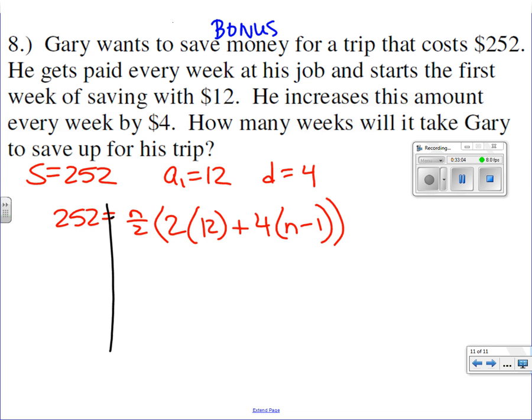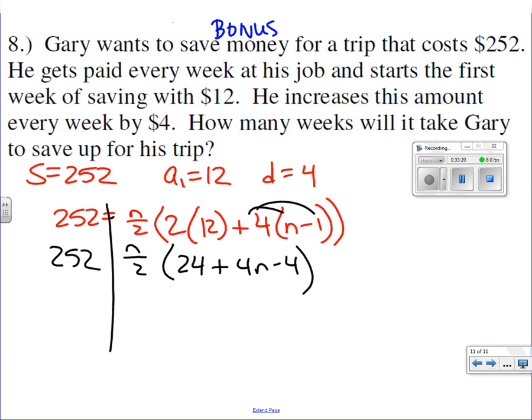Okay. All right. What can I do, anybody, to make my life easier? 2 times 12. Okay, what else? Distribute. Okay, yes, that is what you're going to want to do next. You're going to want to get rid of this divide by 2, which, how do you get rid of divide by 2? Multiply by 2. So that gives me 504. And then you're just left with N.